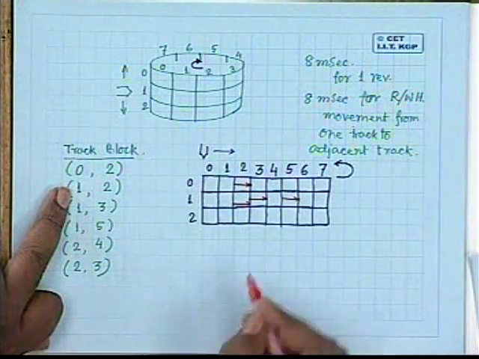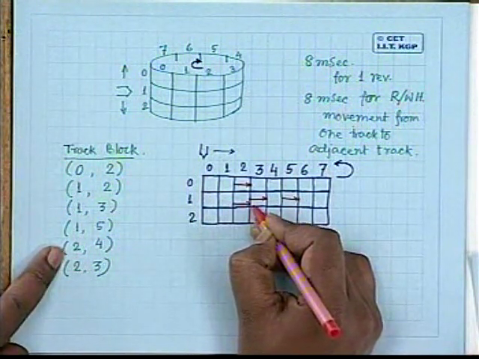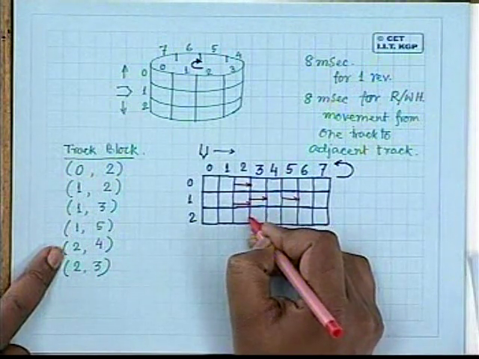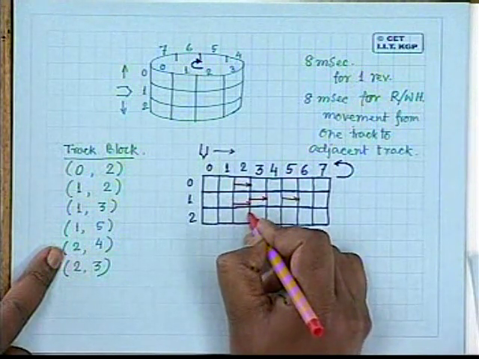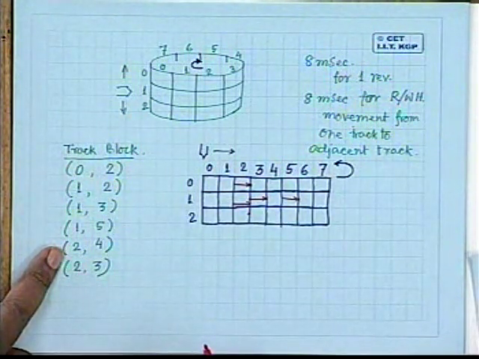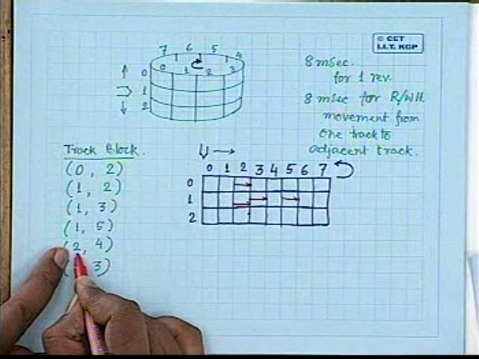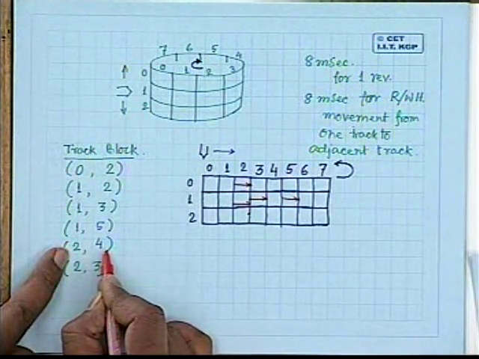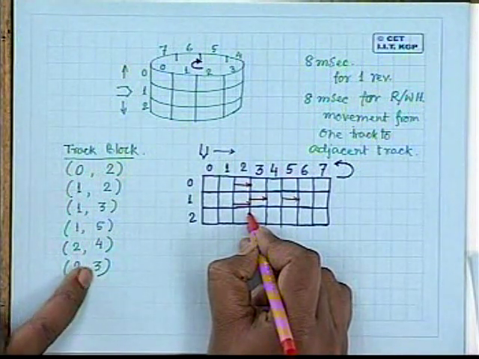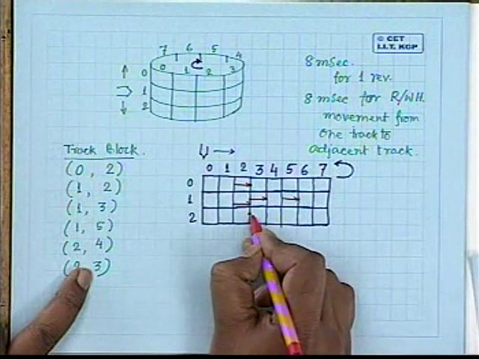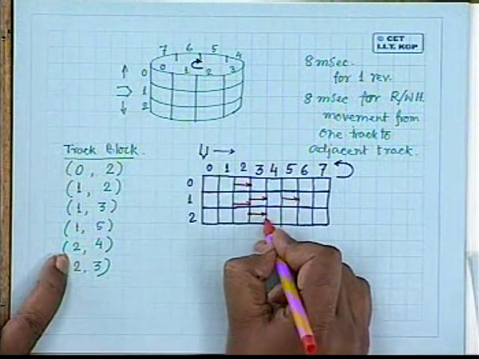After 1, 2 is read, again the next request is from track number 2. So I have to start moving the read-write head from track number 1 to track number 2. Again it will take 8 milliseconds. At the end of 8 milliseconds, the read-write head will be placed here. The next request is for block number 2, 4. I know my read-write head is here. I have a request for block number 2, 3, and 2, 3 is immediately available. So first you read block number 2, 3. Then you read block number 2, 4.